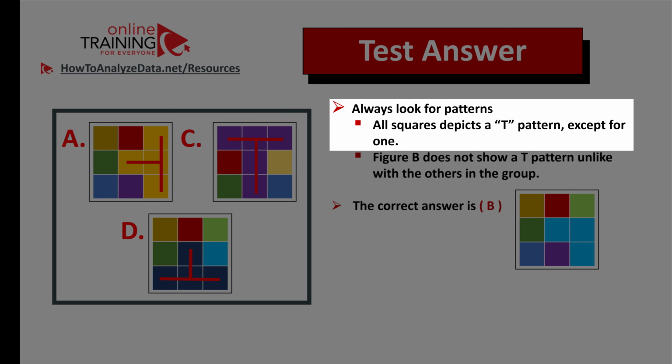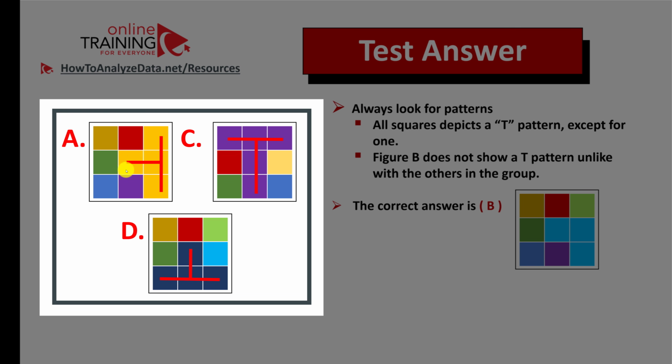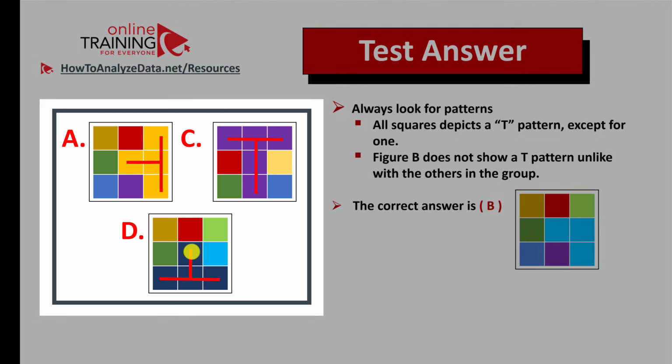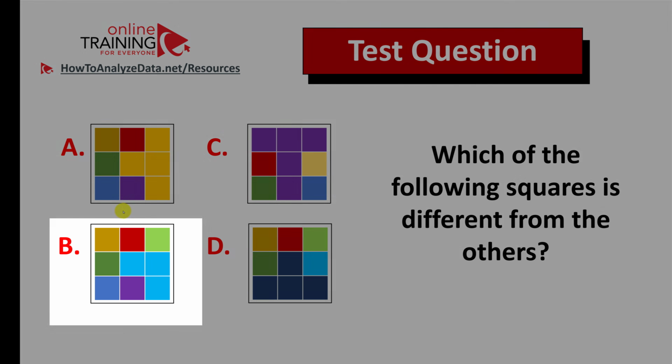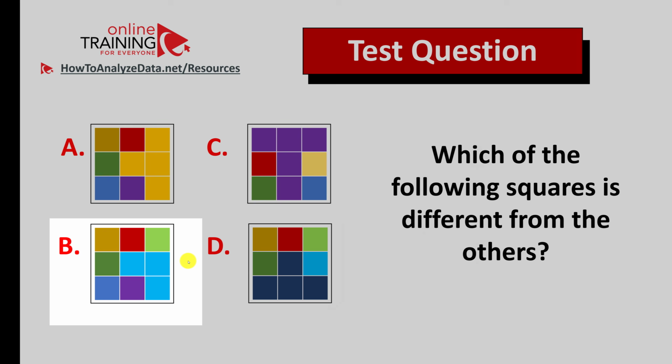All squares here depict a T pattern, except for one. You see that the square A has yellow T pattern, square C has purple T pattern, and square D has dark blue T pattern. If we look back, square B does not have any T patterns. So this square is substantially different from the others.